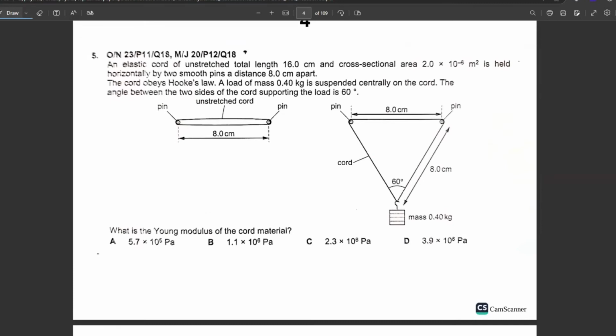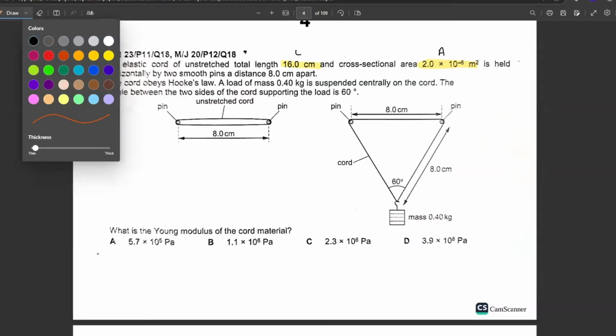Now, let's see this. An elastic cord of unstretched total length 16 centimeters and cross-sectional area this. So you are given the length L and the cross-sectional area A. It is held horizontally by two smooth pins 8 centimeters apart. The cord obeys Hooke's law. A load of mass 0.4 kg is suspended centrally on the cord. The angle between the two sides of the cord is 60 degrees.